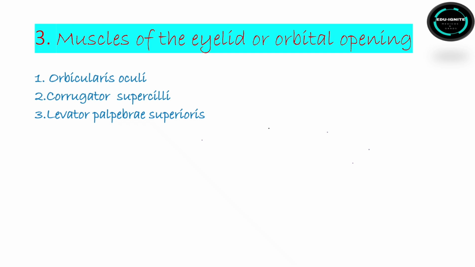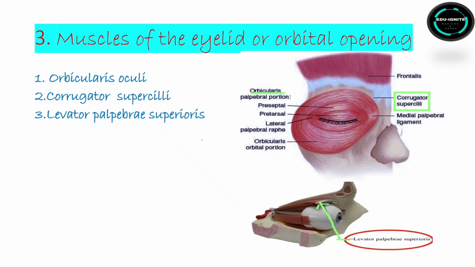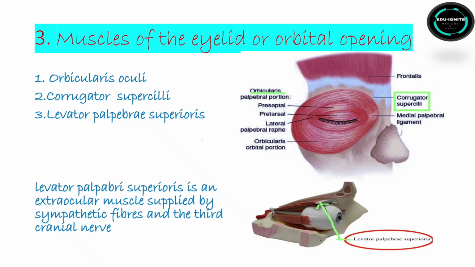Third is muscles of the eyelid or orbital opening. These are orbicularis oculi, corrugator supercilii, and third is levator palpebrae superioris. In this picture we can see orbicularis oculi and corrugator supercilii muscles, and in the second picture we can see levator palpebrae superioris muscle. Levator palpebrae superioris is an extraocular muscle supplied by sympathetic fibers and the third cranial nerve.